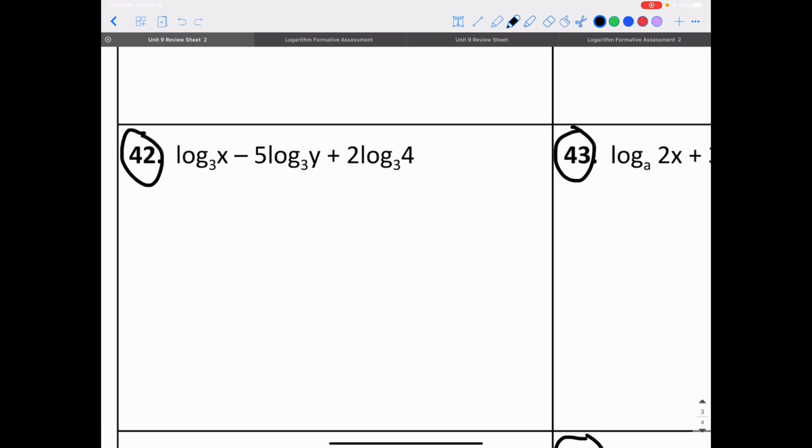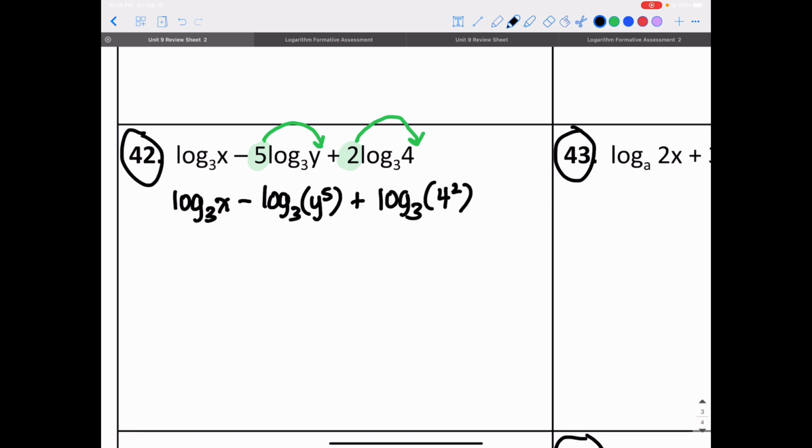All right, for 42, I have 3 logarithms with the same base. There's an issue with 2 of them. They have coefficients. I'm not allowed to have coefficients when I'm in condensed form. So I'm going to move this 5 to be the exponent for y, and I'm going to move this 2 to be the exponent for 4 inside of those logarithms. I have log base 3 of x minus log base 3 of y to the 5th power plus log base 3 of 4 to the 2nd power.